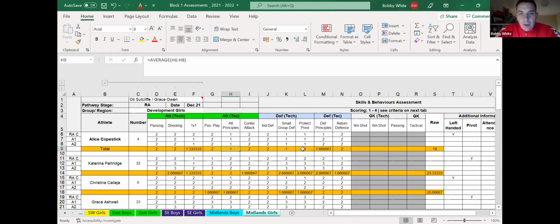So if you look at the ones where she scored one, protecting the pivot might be relevant to her or not. Grace, you would know, given that you're our academy coach. Small group defence is obviously working in a group, but that's the lowest one that she scored, so we could definitely focus on that. And then a general understanding of attacking principles.